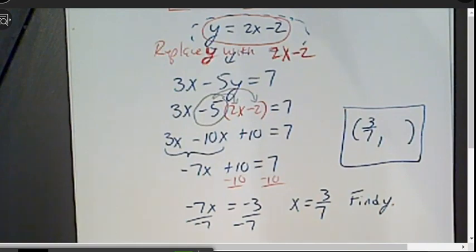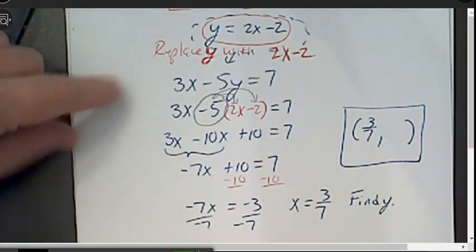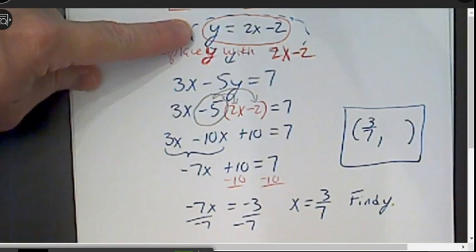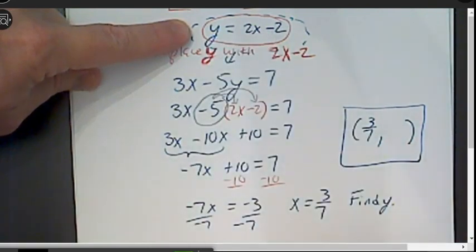You can plug it into any equation you want to, but probably the easiest one is back up here. Whatever we had from step 1, when we plug in this number, that's probably going to be the easiest way. So that's what we're going to do here. We had y was equal to 2x minus 2.